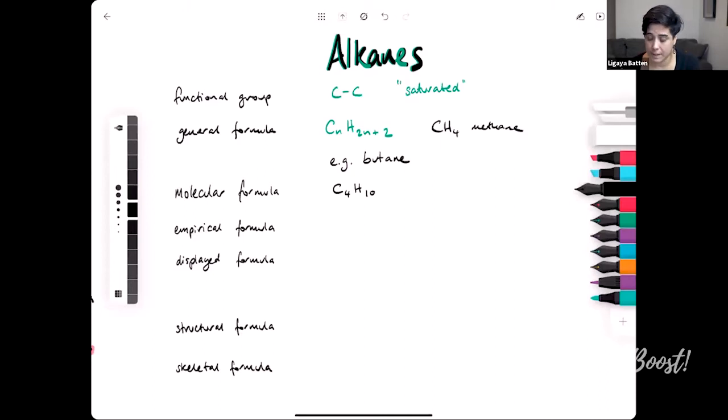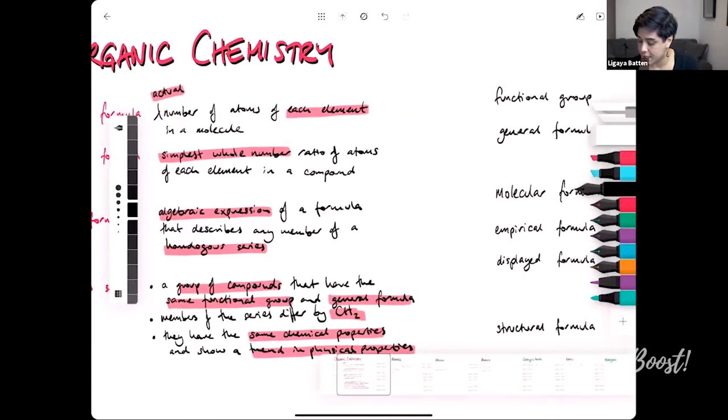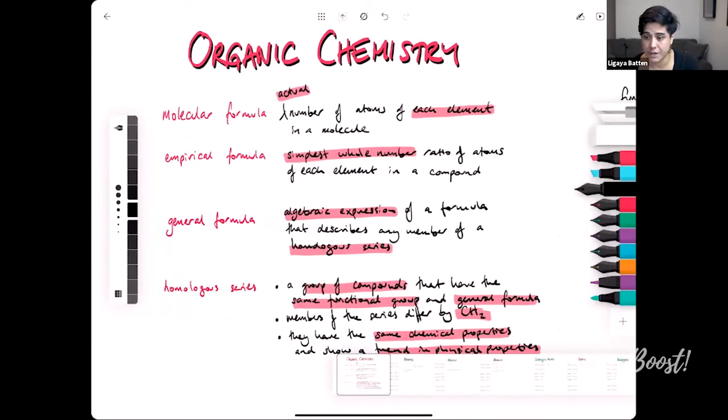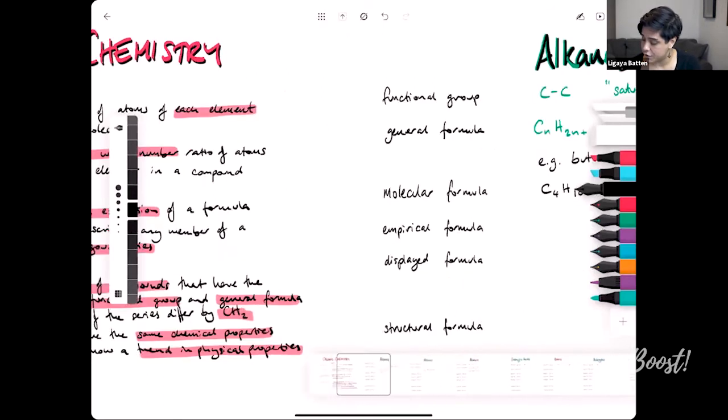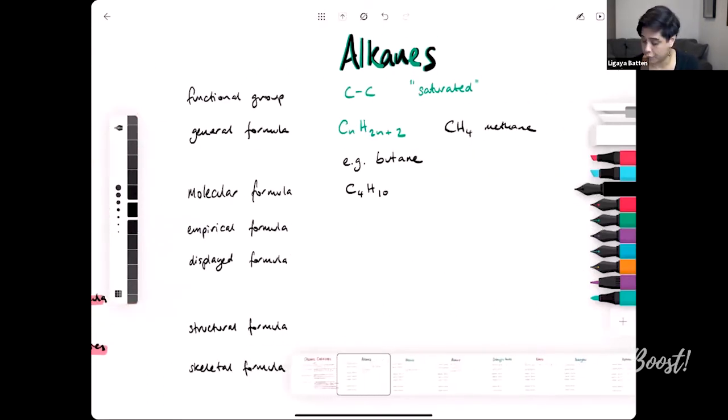The empirical formula, you'll remember from the first page, is the simplest whole number ratio of atoms in the element. So in order to make this into an empirical formula, we just try and find the simplest whole number ratio between 4 and 10. So 4 doesn't go into 10, but 2 goes into both of them. So if we divide both numbers by 2, we get C2H5. And that will be the empirical formula for butane.